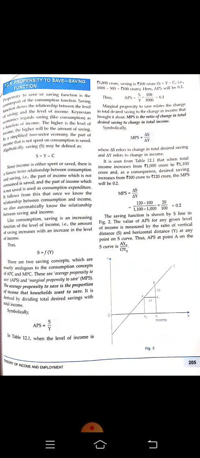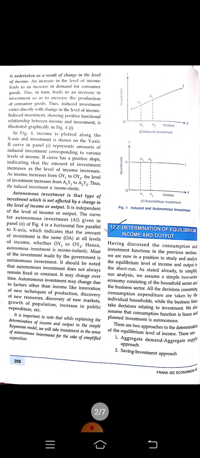Okay, next part is there in your book: determination of equilibrium, income and output. As I have always told you, what is the meaning of equilibrium?